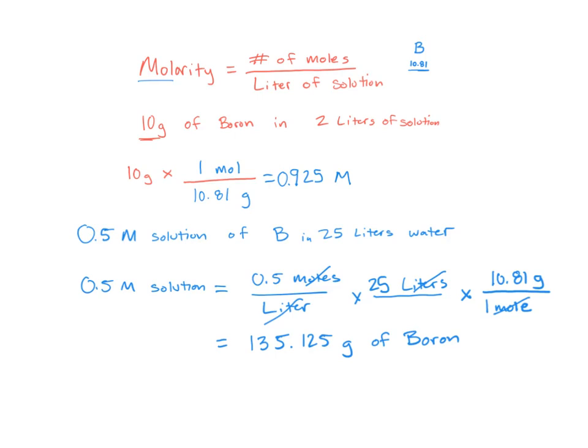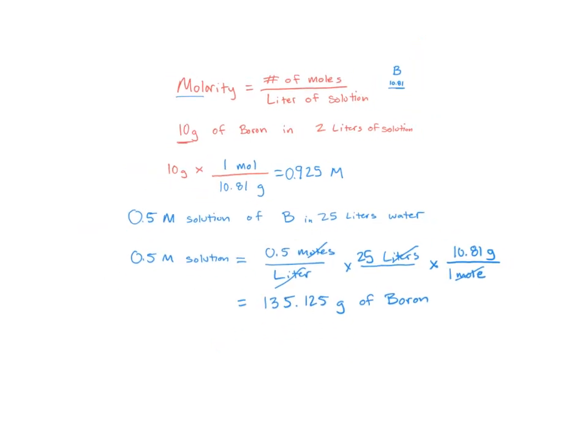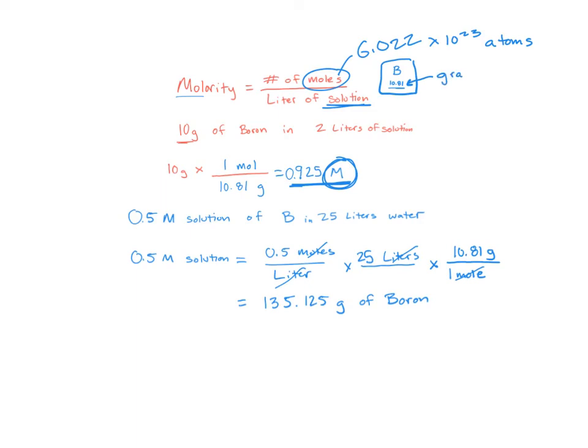But let's just review then. Molarity is a measurement of moles per liter of solution. A mole is 6.022 times 10 to the 23rd molecules or atoms. And the molecular weight found on our periodic table of elements equals how many grams are in 1 mole of that substance.